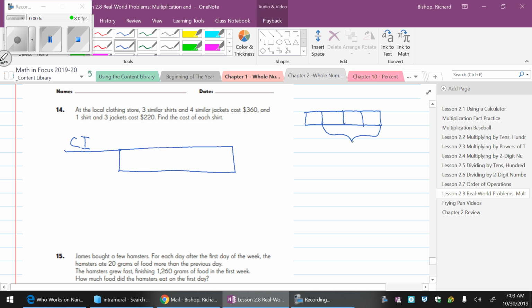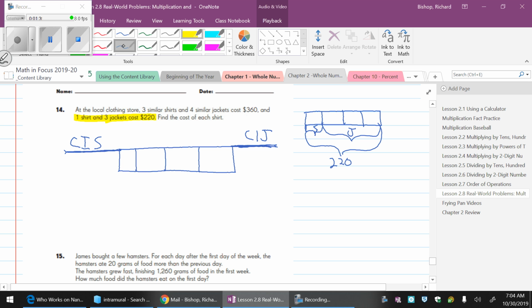Okay, 1 shirt and 3 jackets cost $220. So I'm going to bring that back in here. I'm not sure exactly how big they should be, but I'm going to go 1 and then 3. This is going to be a clothing item of shirts, and over here it's going to be a clothing item of jackets. Sometimes you have more than 2 items, and we're not going to be able to handle them the same way, but this does clarify where I'm working.